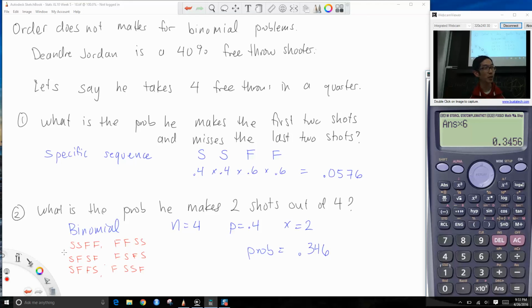So on the test, it's not going to say this one is binomial and this one is probability this, okay? You're going to have to read through the test and figure out for yourself which one's binomial and which one's not, and answer likewise. But again, once you figure out that it's a binomial problem, I think it's relatively straightforward. You just have to identify n, p, and x. You look it up in the table.